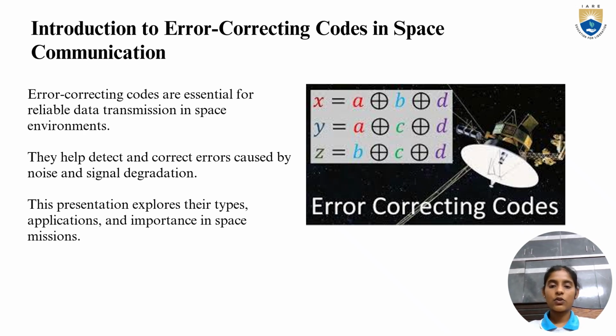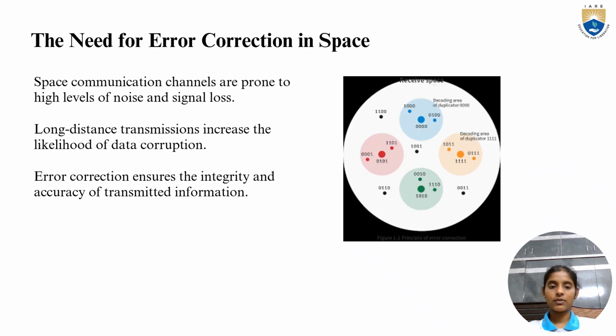Why are error correcting codes needed in space communication? Space communication involves transmitting data over vast distances, making it prone to errors caused by noise and interference, signal attenuation, radiation and cosmic rays, equipment malfunction. Error correcting codes help ensure that data is transmitted accurately and reliably. They help detect and correct errors caused by noise and signal degradation. This presentation explores their types, applications and importance in space missions.